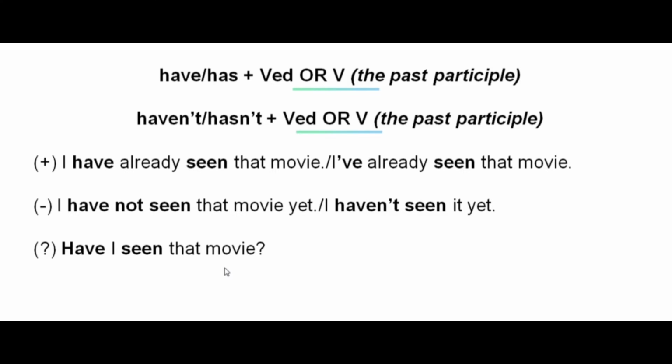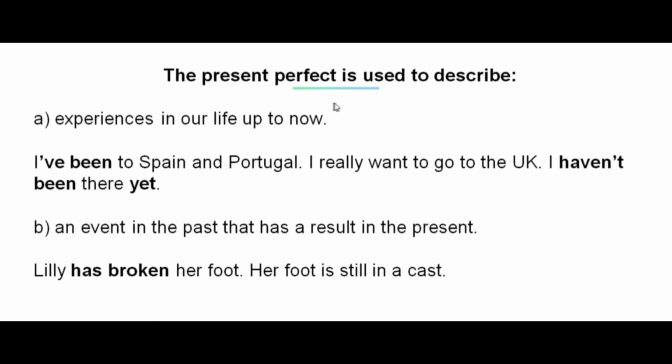Now the present perfect is used to describe an experience in our life up to now. Have a look at the example over here. I've been to Spain and Portugal. I really want to go to the UK. I haven't been there yet.